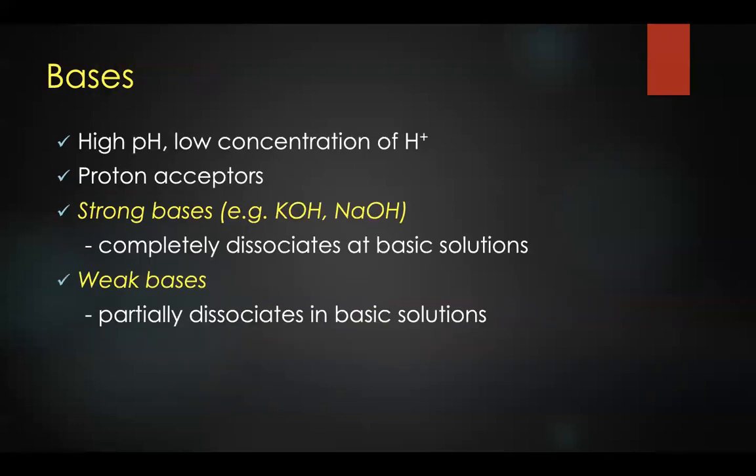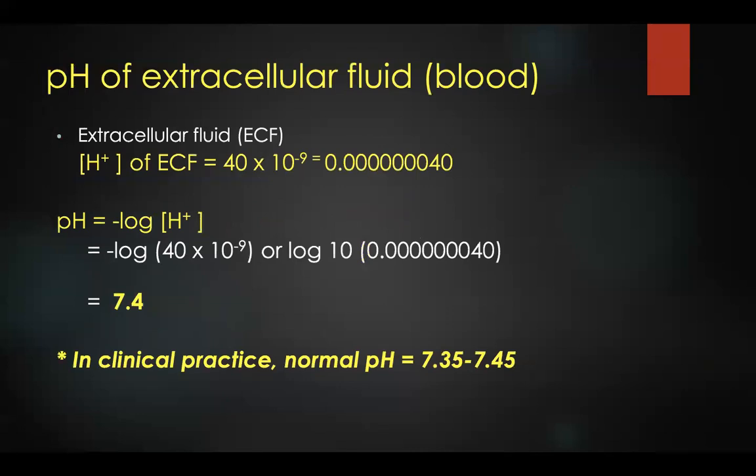Now, bases have a higher pH, in which they have a lower concentration of hydrogen ions. Again, because pH is inversely proportional to the level of hydrogen ions. They are considered to be proton acceptors based on the Bronsted-Lowry definition. We also have strong and weak bases. Strong bases are substances such as potassium hydroxide and sodium hydroxide that completely dissociate in basic solutions. Weak bases only partially dissociate in basic solutions.